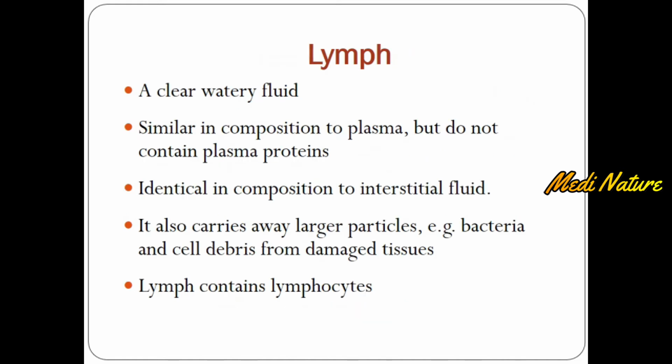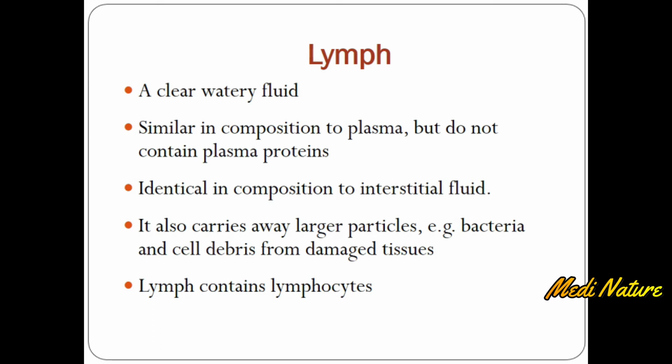Lymph is a clear watery fluid in which the composition is similar to plasma without plasma proteins. And it is identical in composition to interstitial fluid. That is because interstitial fluid also does not contain plasma proteins. The lymph is very important in order to carry larger particles, larger waste particles, which cannot enter the blood capillaries. For example, bacteria and cell debris from damaged tissue can enter into lymph vessels and be taken away from the interstitial fluid.